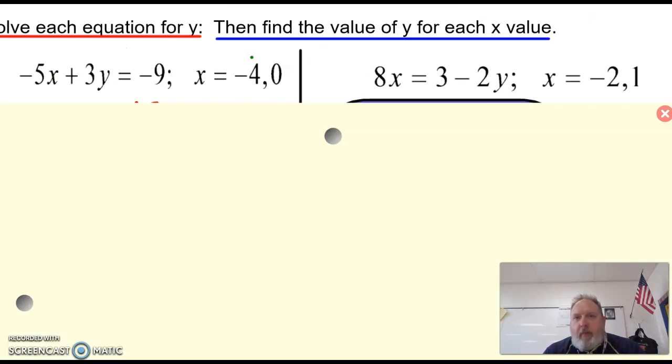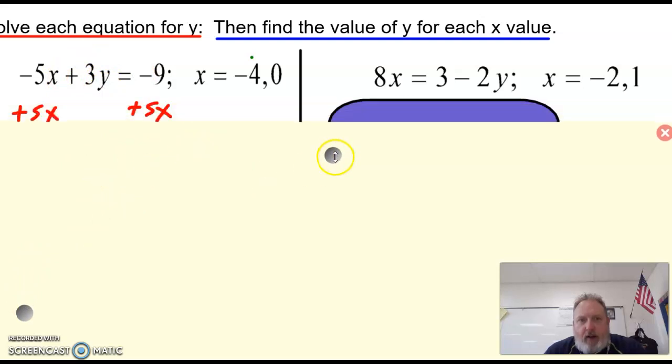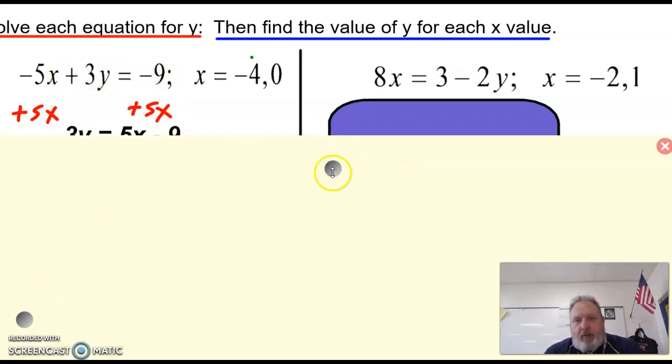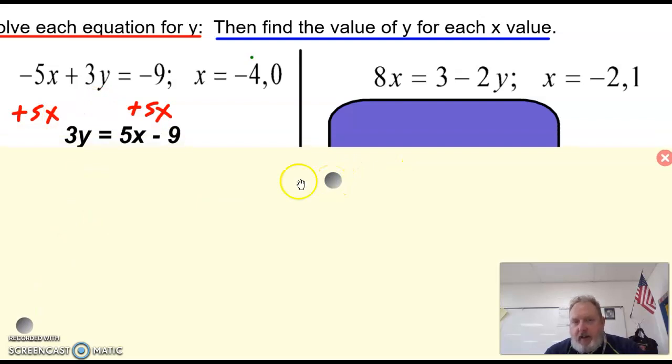All right, our next example, and what we have here, we are going to have two examples here. Again, we're going to solve each equation for y, and then we are going to find the value of y given these x values. So we're going to do the same thing we just did on the previous slide. Solve this equation right here for y. So to start, we are going to add 5x to both sides. And when I do that, I am going to get 3y equal to 5x minus 9. Again, I can't add these together because they're not like terms.